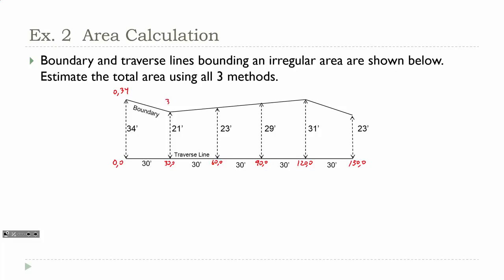So then we're going to have 30, 21, 60, 23, 90, 29, 120, 31, and 150, 23. So using the area by coordinates. Let me see if I can remember how to do this.